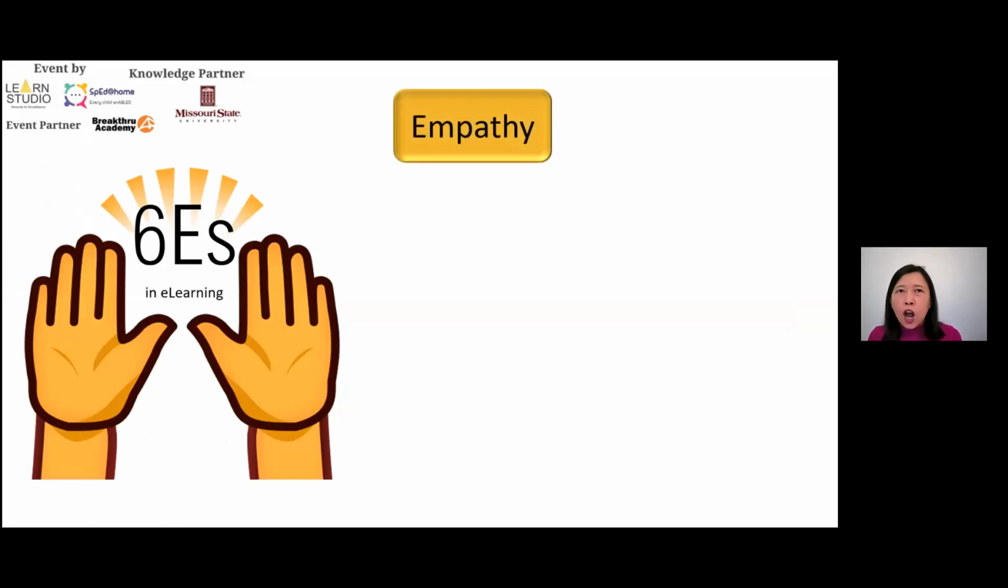The first E talks about empathy. When we empathize with parents and students on their struggle to cope with the new norm, we can be more relaxed and can assist them in coping with their struggles.